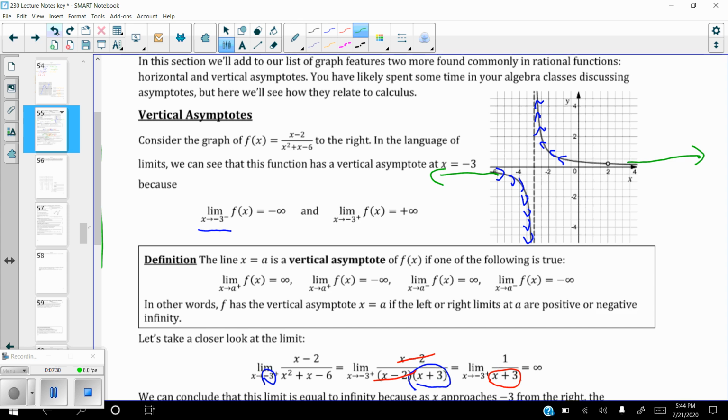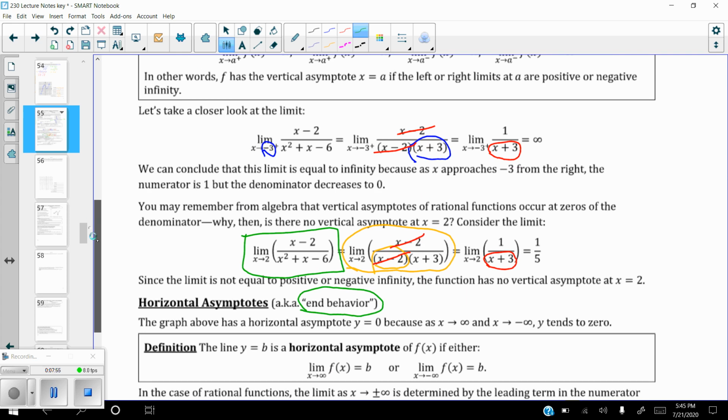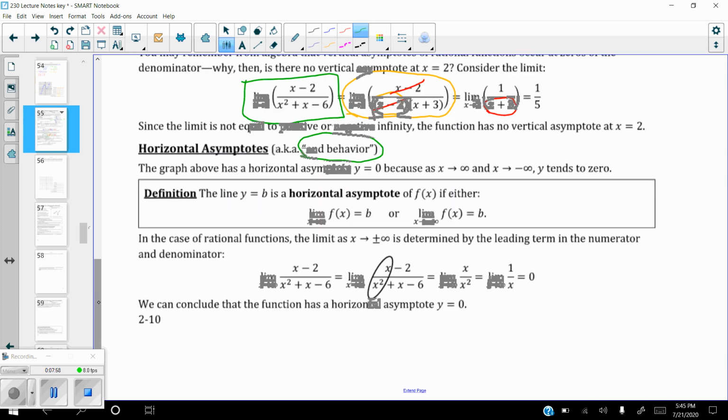Unlike a vertical asymptote, which cannot be touched, it cannot be crossed, a horizontal asymptote technically can be crossed, because once again, I could have stuff in this middle section that crosses my horizontal asymptote a zillion times. It's only what's happening at the extremes. What happens as we go out this way? What happens as we go out that way? That's the concept of a horizontal asymptote. It's at the extremes. It's the end behavior.